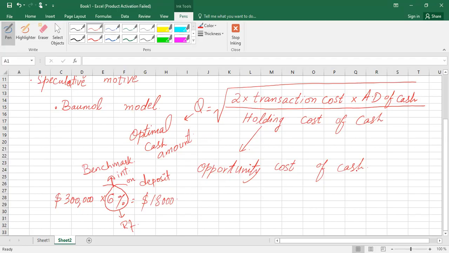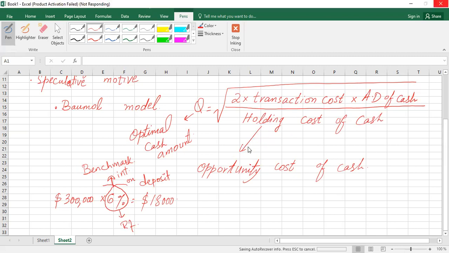So opportunity cost of cash means what? The cash which is not invested in the business is called cash held for transaction purpose, precautionary purpose, or speculation purpose, and we are bearing the cost of it.